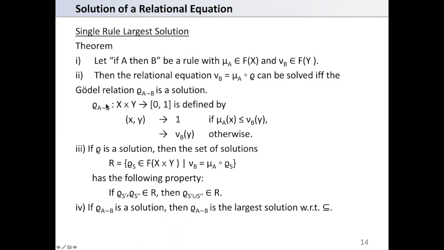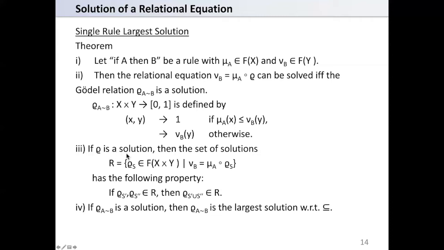The Gödel relation is defined as a relation on X Cartesian Y to the interval [0, 1]. For any tuple x, y, the value is 1 if the membership mu A at point x is less than or equal to the membership nu B at point y. Otherwise, it has the value nu B at point y.